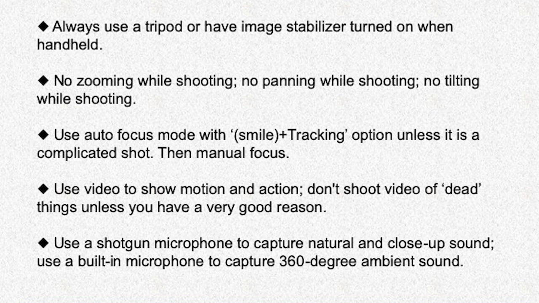Pay attention to use video to show motion and action, especially when shooting B-roll. Video is good at capturing motion. So make sure that every shot is of something that's actually moving, even if it's one small thing that's moving. We don't need shots of dead things. Use the shotgun microphone to capture natural and close-up sound. Use a built-in microphone to capture 360-degree ambient sound. So for your shooting B-roll, you should be putting the shotgun microphone on top of the camera so you can get close-up ambient and natural sound.